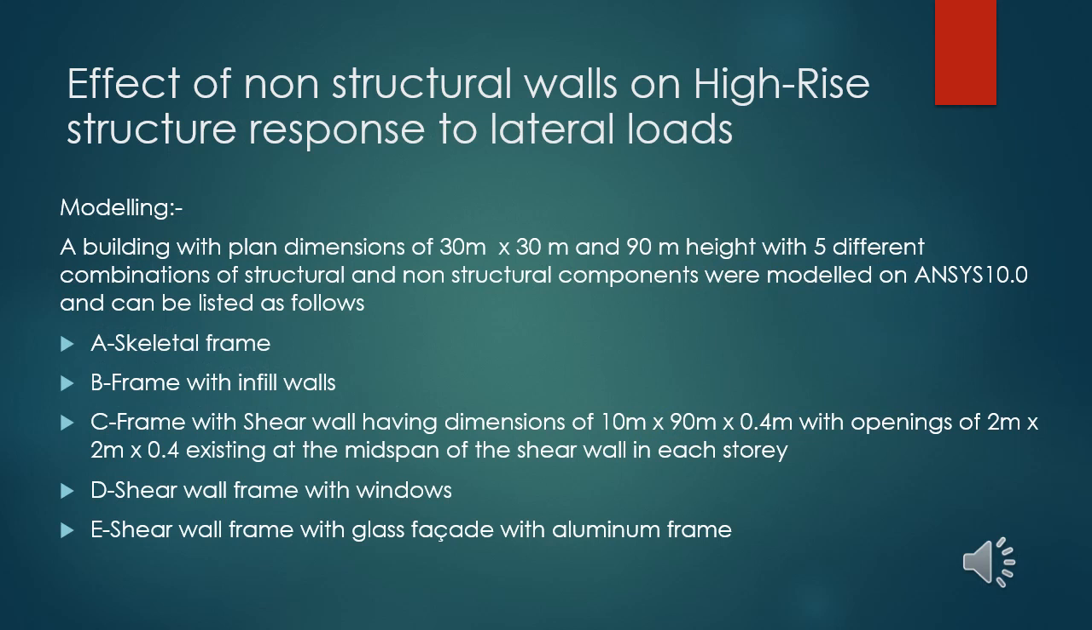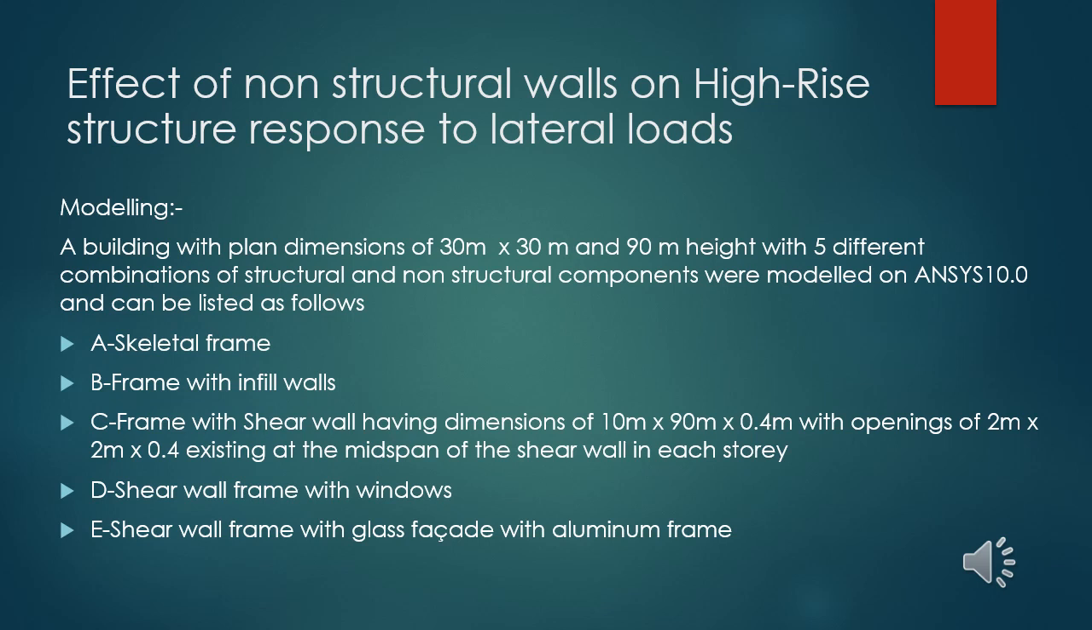In order to assess the effects of non-structural walls on high-rise buildings, a finite element model was made using ANSYS 10.0 software for a building with planned dimensions of 30 meters by 30 meters and a total height of 90 meters, with 5 different combinations of structural components and non-structural components that can be listed as follows.